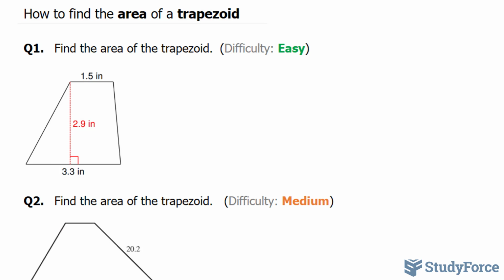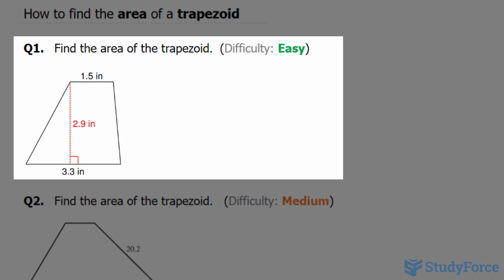The interesting thing about this quadrilateral is that it's somewhat of a rectangle with 2 triangles placed on either side. So finding the area is a little more complicated than, let's say, finding the area of a simple rectangle.